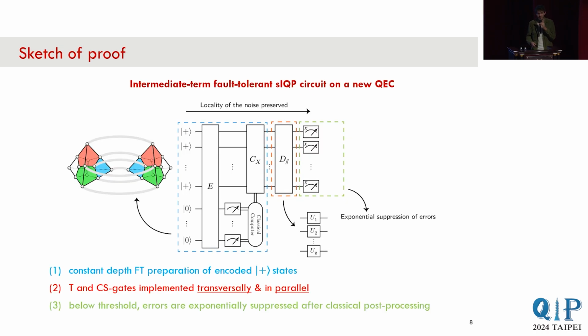Okay, so now let me describe a bit what this circuit is doing. Essentially, this is an uncoded version of the sparse IQP circuit on some new quantum error correcting code that I'm going to define a bit later on. The first part of the circuit, the blue square, corresponds to preparing the uncoded plus state of this new code in constant depth. The red part corresponds to implementing the T and CS gates of the sparse IQP circuit, both transversally and in constant depth. And finally, the last part corresponds to doing the logical measurement, the logical X measurement of the sparse IQP circuit.